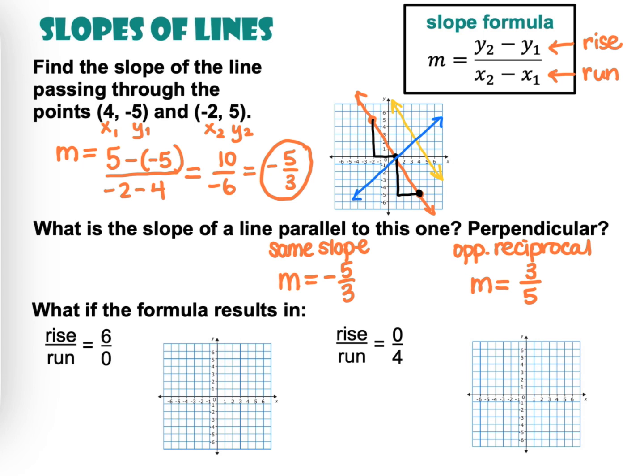So -5/3 and 3/5 are two perpendicular slopes. What if you do this whole formula thing and you come out with a 0? Say you have a 0 on the bottom or you have a 0 on the top. How do you answer that? What is the answer then?